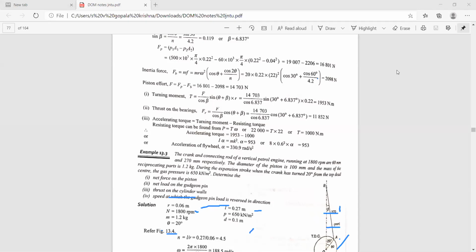So now, anyone could find the value of piston effort, the FP value. Why? Because I made some mistakes in our FP calculation: 0.44 was replaced with 0.22 for the bore dia.